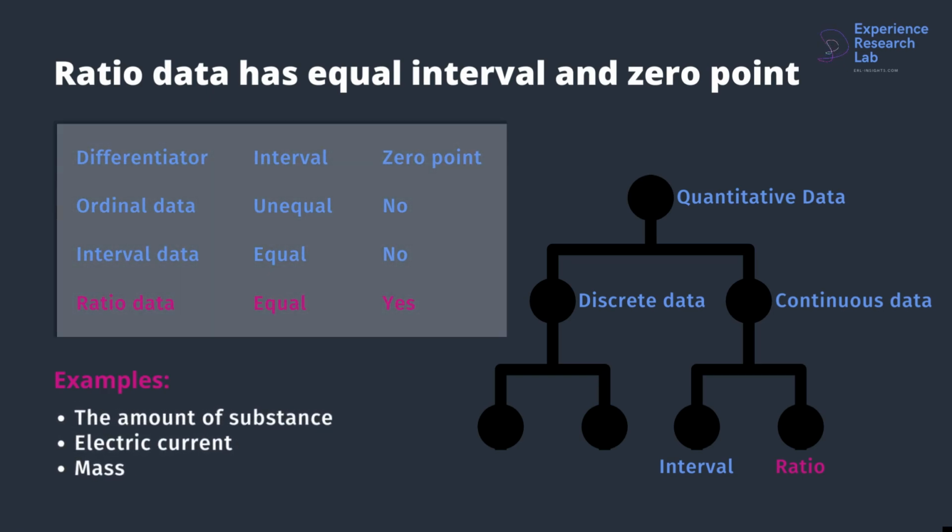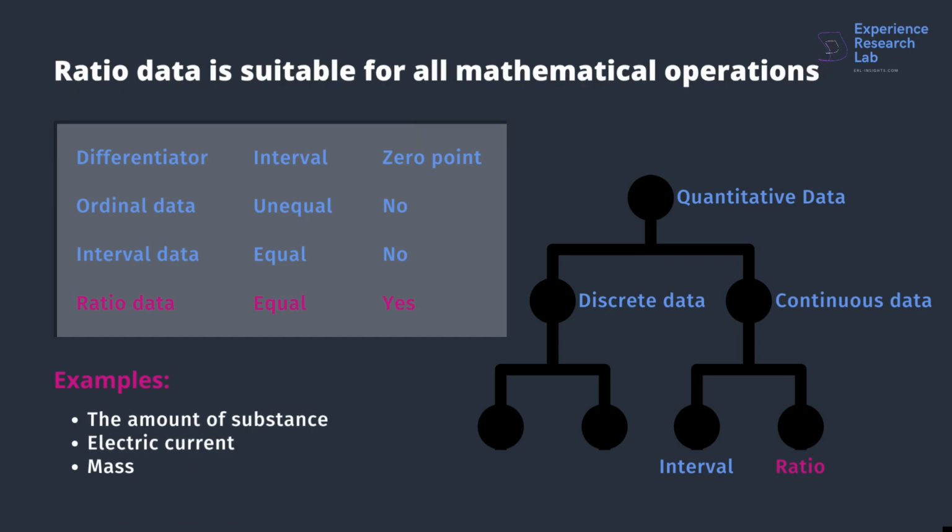Some examples are the amount of substance, electric current, and the mass. With ratio data, all mathematical operations, including multiplication and division, are meaningful. For instance, we can say that 1 mole is twice as much as half a mole. Doubling the current means you have twice as much current. And you can also say that someone has exactly twice the weight of someone else.